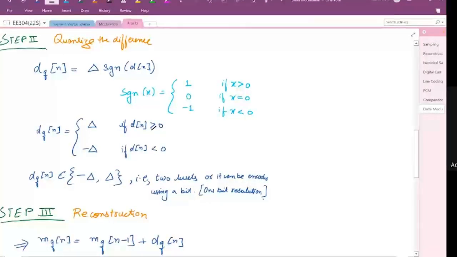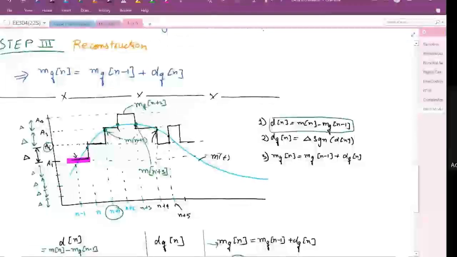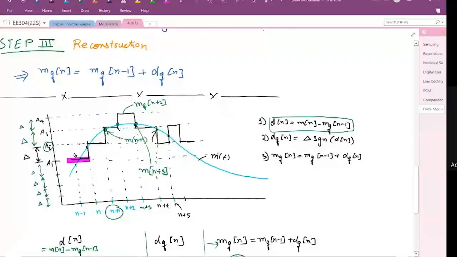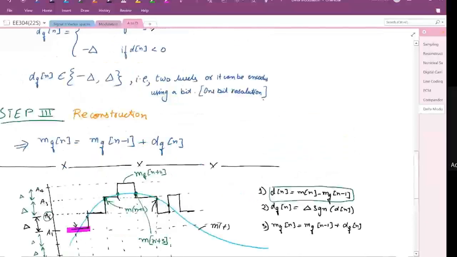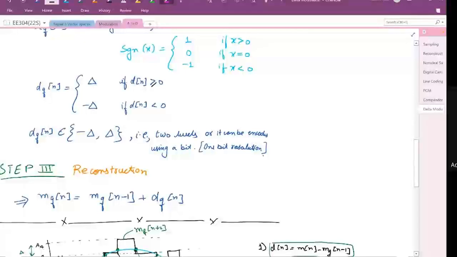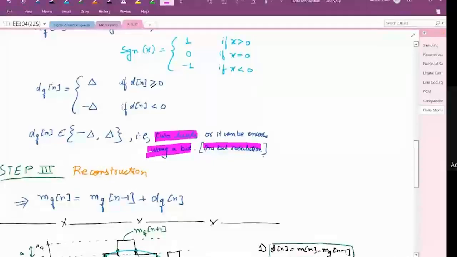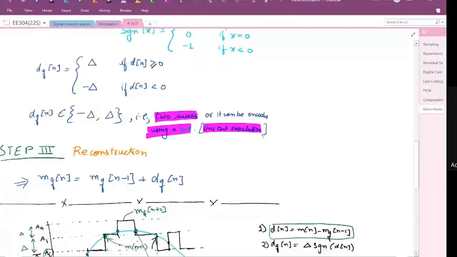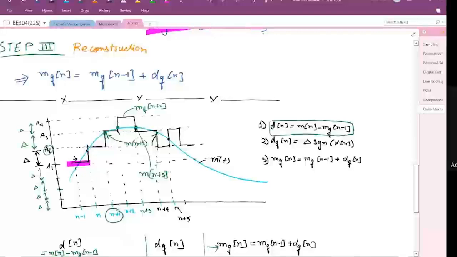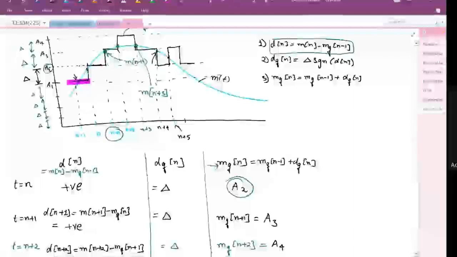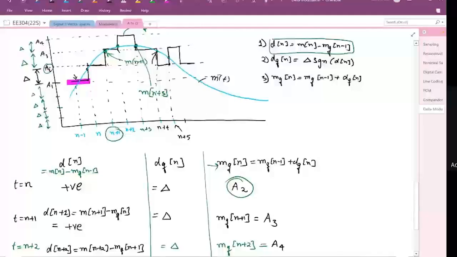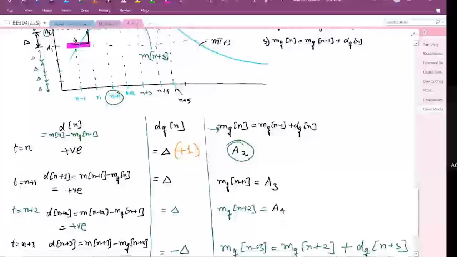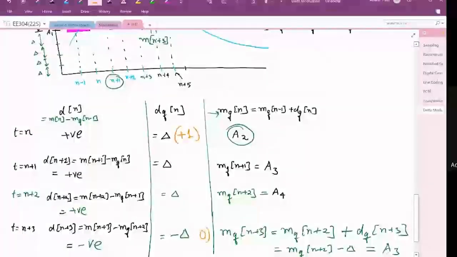Okay. Now, we knew that this is either plus del or minus del. There were two levels, which is why we are using 1 bit resolution. So in that case, let us see what the encoded output will be. If this comes out to be plus del, then we encode it as plus 1. And if this is equal to minus del, then we encode it as 0.